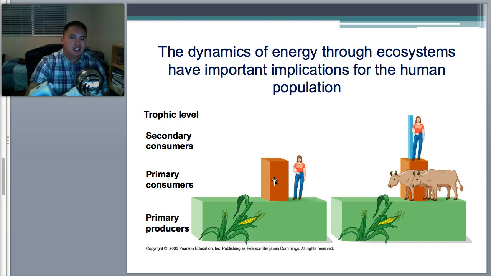So, you may have heard, going vegetarian, going vegan is good. Good for your body, good for health. Another good reason is that it also supports more people. We wouldn't have that much world hunger if we sort of shifted to a vegetarian diet.